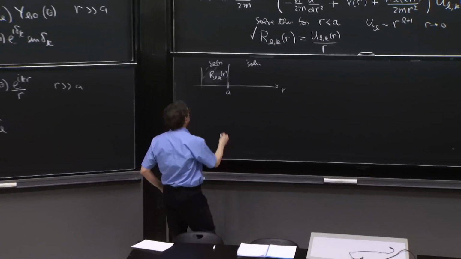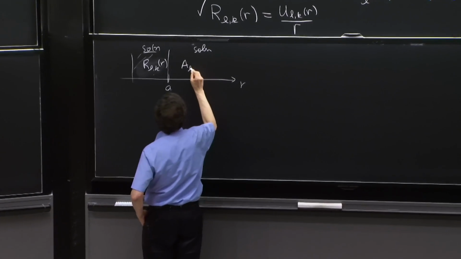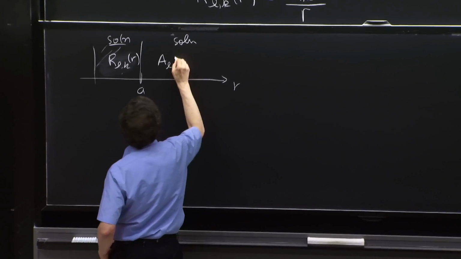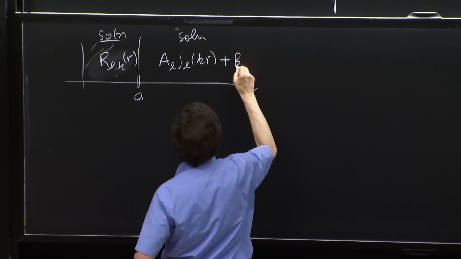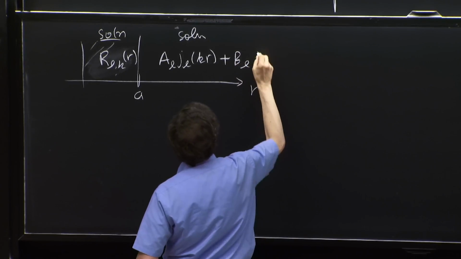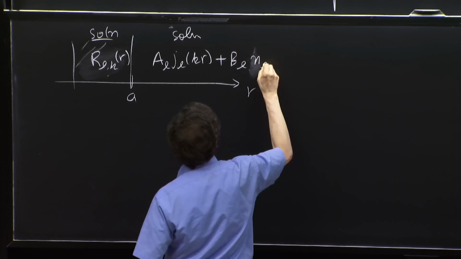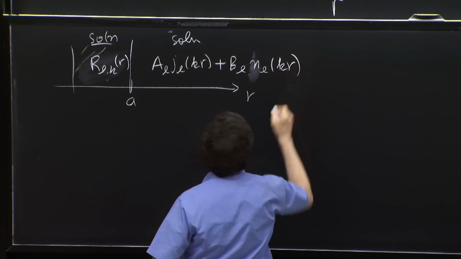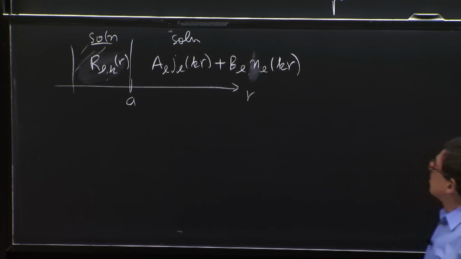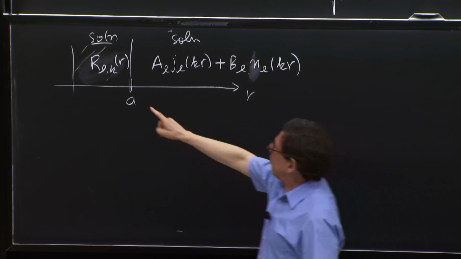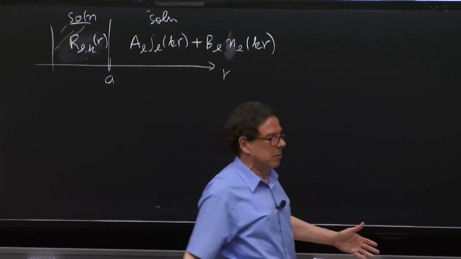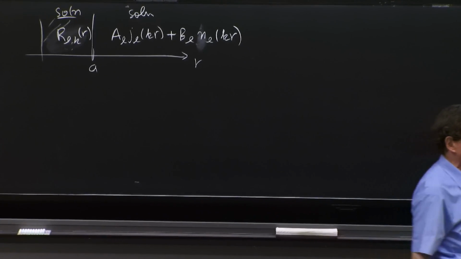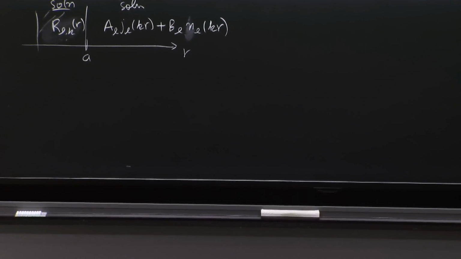So the solution here is some A_L j_L(kr) plus B_L n_L(kr). So this one you've determined already. You did solve the Schrödinger equation. We cannot help you now. It depends on what potential you have. You have to solve it each time.